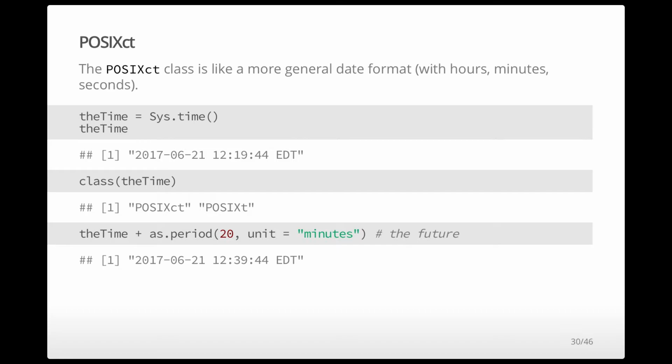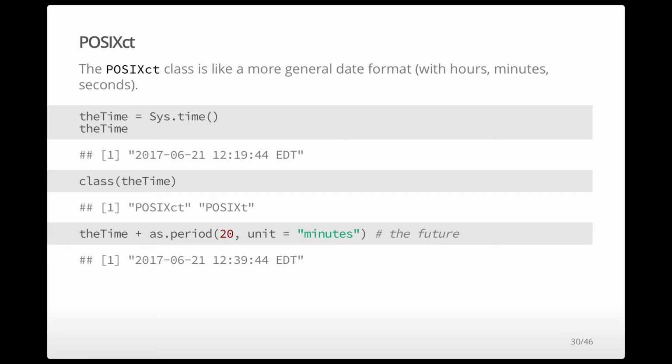The Lubridate package also has a really helpful function called as.period. Let's say you want to add 20 minutes to your date object. In this case, I just took the time I ran this, and I say as.period 20 minutes. I want to add 20 minutes to right now. So let's say we ran this today at 12:19. Add 20 minutes, 12:39.